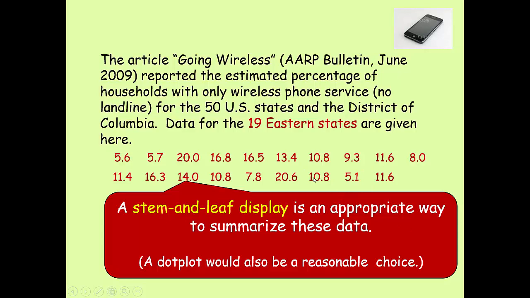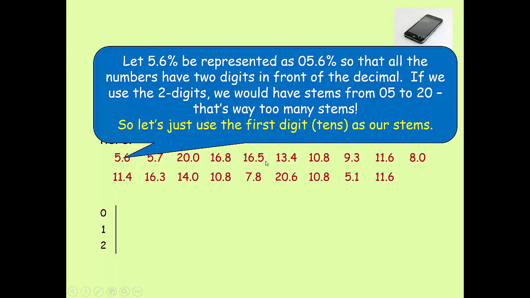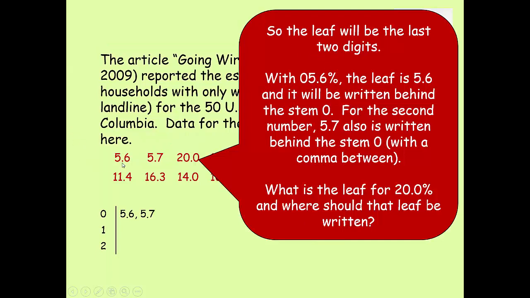You could also use a dot plot. These are percentages, so I'm going to let this be represented as 5.6%. Notice that when I get down here, these are going to start to have 2 digits in front of the decimal. So I'm going to go from 0.5 to 20, which would be way too many stems. If I just go from 0 to 2, looking at the first digit, then I'm not going to have this huge vertical column. So I'm just going to use the first digit as our stem. The leaf then will be the last 2 digits.